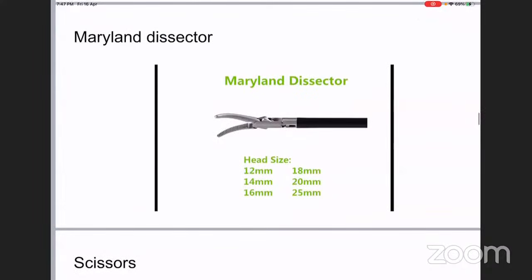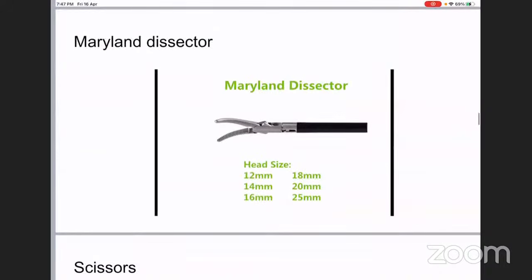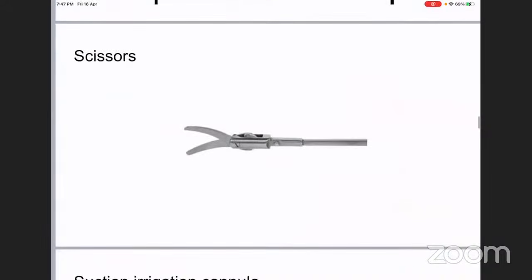So this is the Maryland dissector. It looks pretty much like the tip of a mosquito, if you want a basis for comparison. It has serrated edges. It will help you grip instruments. It will also help you dissect through the tissue. This is usually used for dissecting the Callot's triangle during a laparoscopic cholecystectomy. And you can also connect the handle of a Maryland dissector to the electrosurgical unit, and it will help you coagulate.